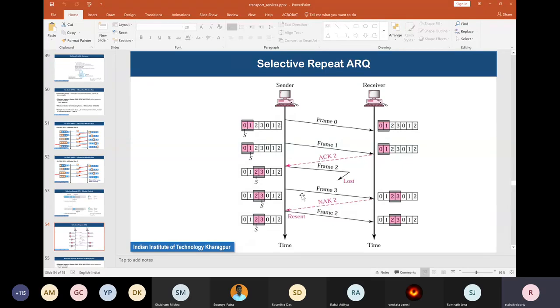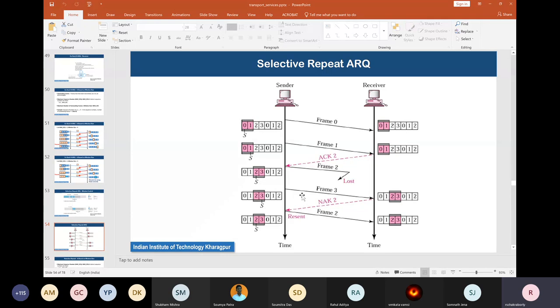Now, suppose the sender sends frame 2 and it is lost on the way. Then frame 3 is sent. After receiving frame 0 and frame 1, the receiver window, which is also of size 2, has moved on to positions 2 and 3. Since 2 was lost, nothing was received. Then 3 was sent because it was in the allowed sender window. When 3 came to the receiver, it received it.